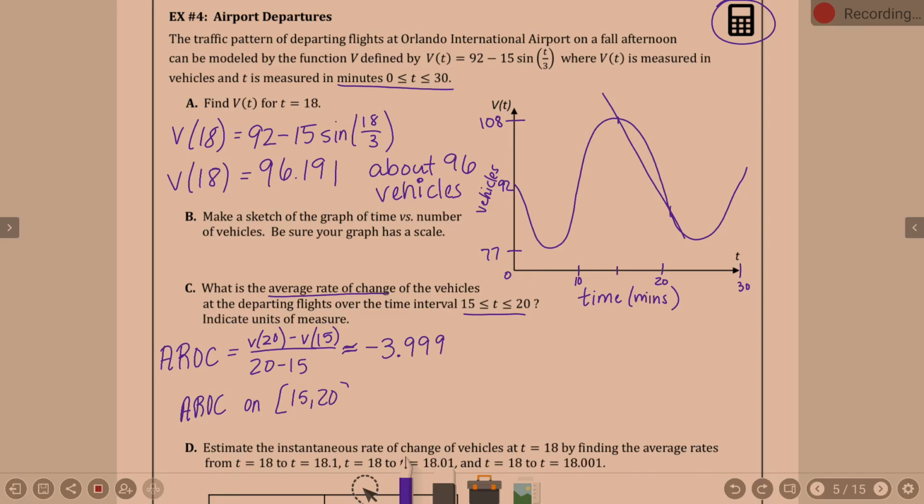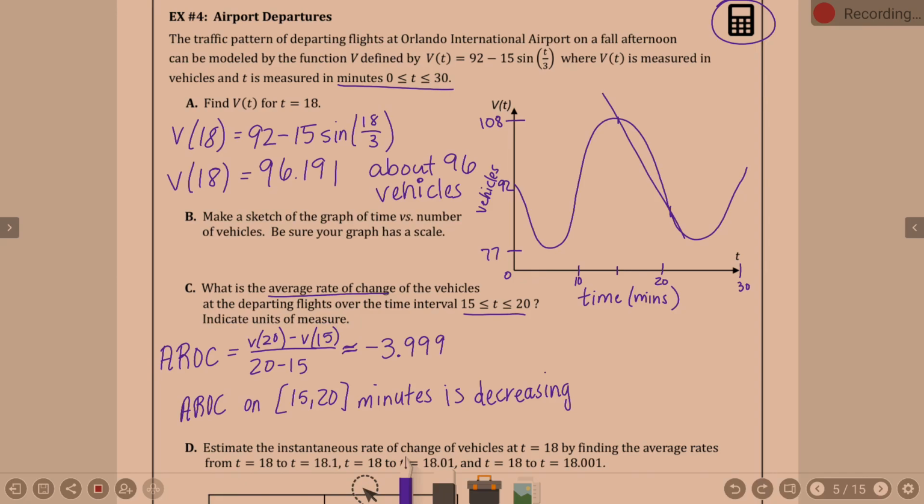Okay, so the average rate of change on the interval of 15 to 20 minutes is decreasing. I need to somehow indicate that negative, because if you're putting it in words, sometimes you have to put the stuff in words. You're not going to say the average rate of change on 15 and 20 minutes is -4 vehicles per minute. What does that negative indicate?